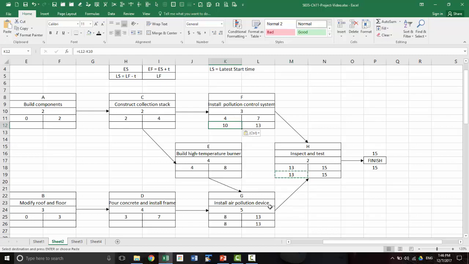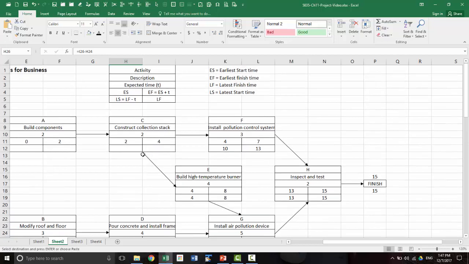So going back further, now let's get to E. E has only one arrow going out, so the latest start time for G is the latest finish time for E. Once again, we can copy that for the start time. Now D, again only one arrow, so which is that. And then we can copy this over here.